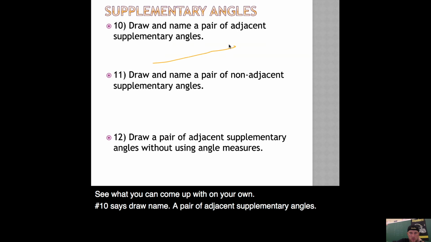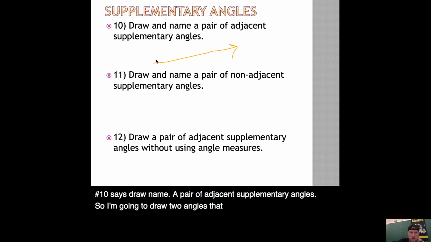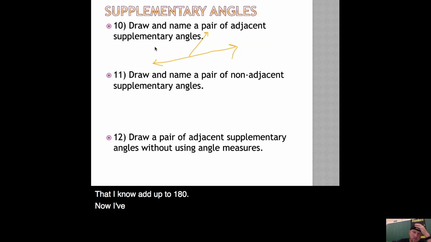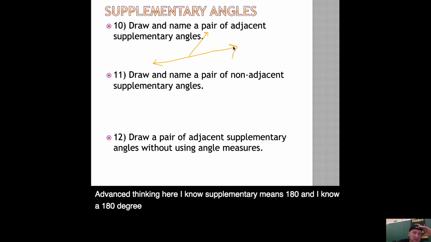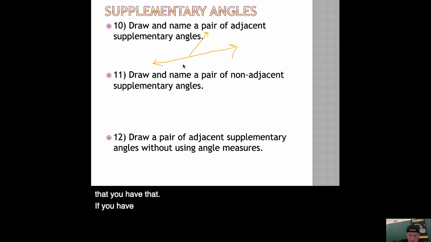So I'm going to draw two angles that are right next to each other that I know add up to 180. Now, I've done a little bit of advanced thinking here. I know supplementary means 180, and I know a 180-degree angle looks like a line. So that's kind of important that you have that. If you have an obtuse angle, there's no way you can get 180 degrees out of an angle that isn't 180 degrees, if that makes any sense.